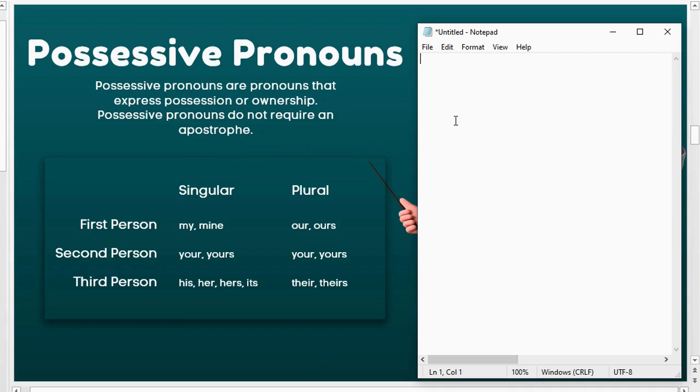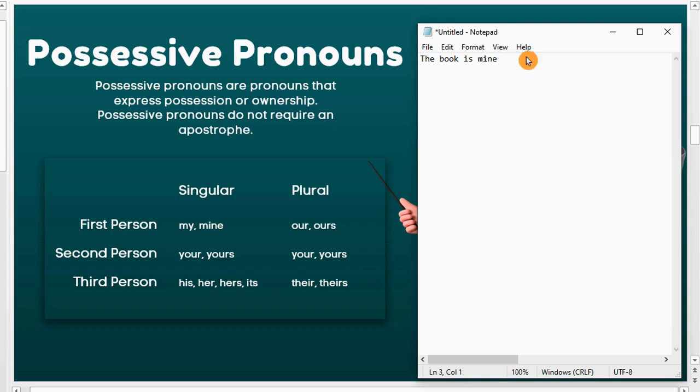Okay, we are going to discuss that something that is in our possession. This is my mobile. This is my laptop. You can say the book is mine. The book is mine. This is singular. Mine means singular. If we use our, ours, then it would be in a plural form.